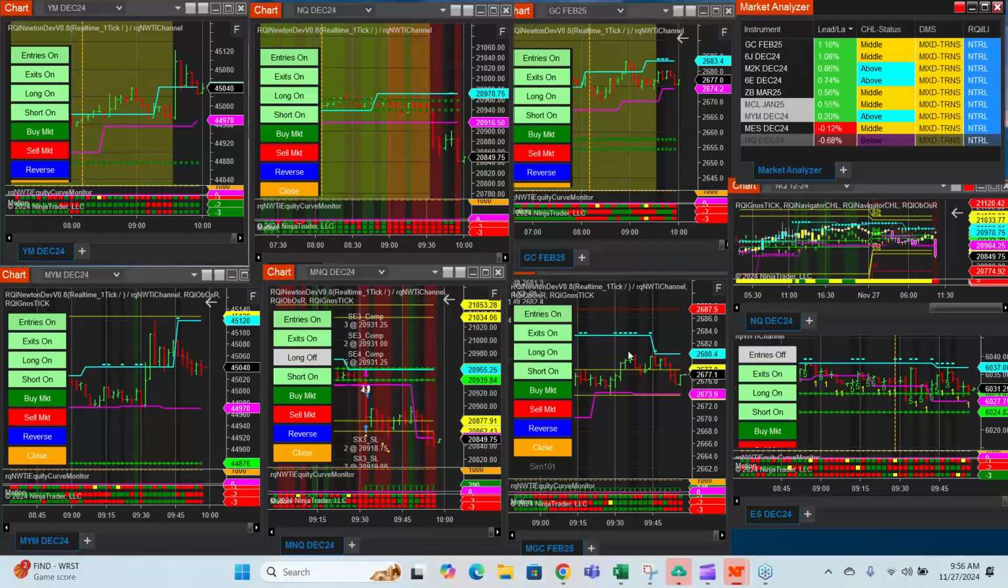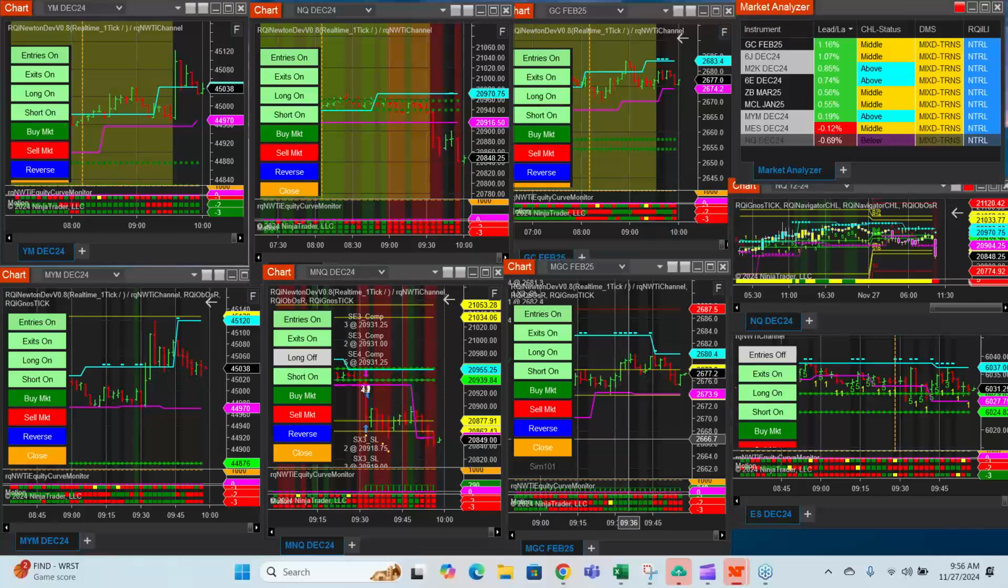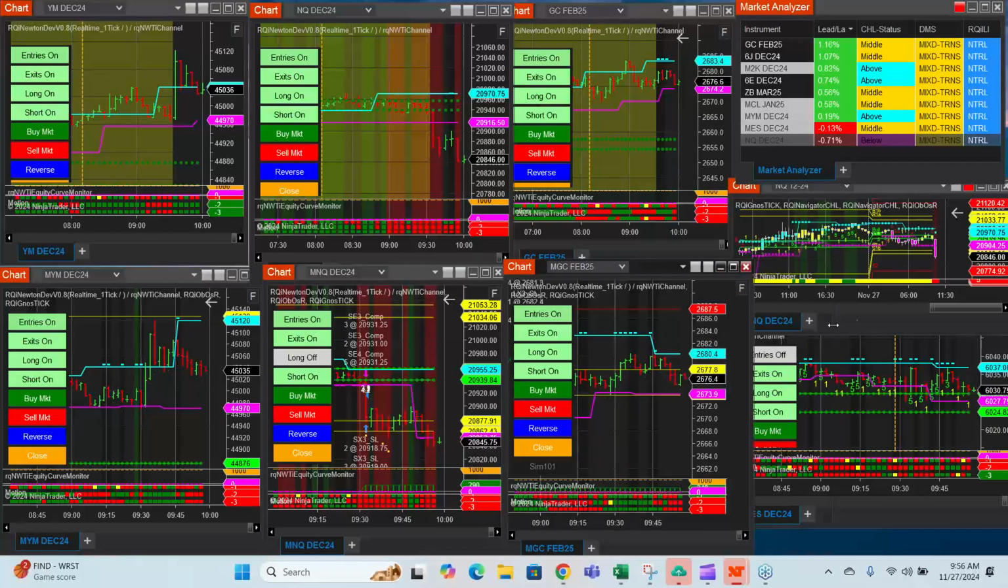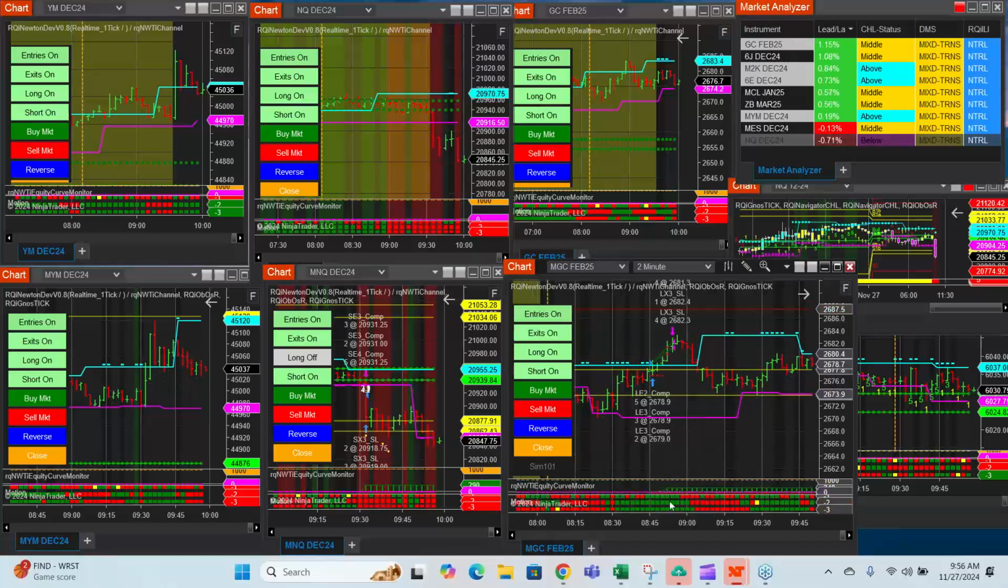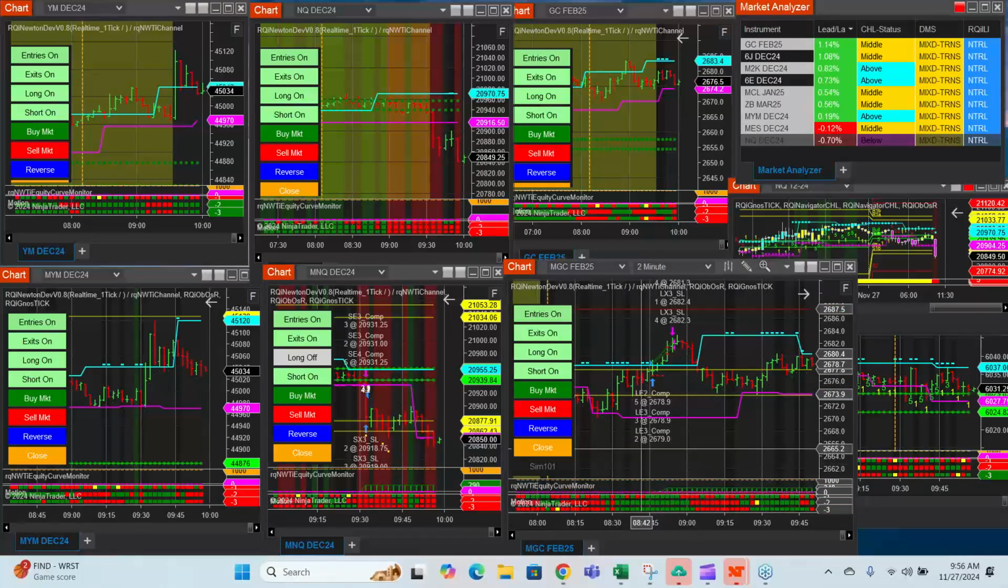I had a winning trade in gold. Here it is. The bottom charts I turned on at 8:30, and this one took a signal long, a beautiful signal right here at the entry into bullet zone 2.